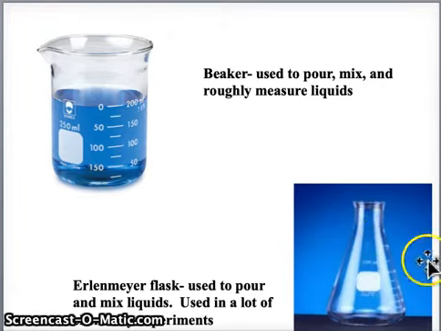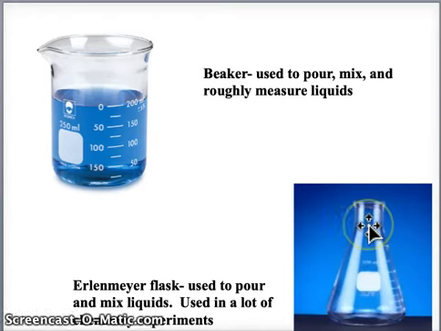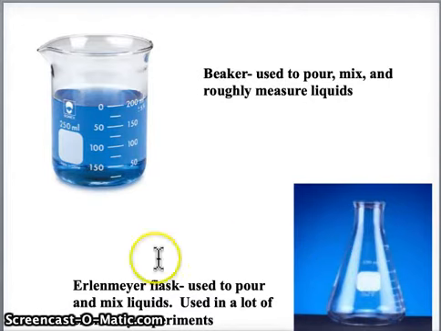An Erlenmeyer flask is this right here. It has a conical shape: it's flat bottomed and starts to come up like a cone, but then it levels out here. This is the Erlenmeyer flask, and we use it to pour and to mix liquids. It's not really used for measurements as much. There are graduations here where you can roughly measure, but it's not very accurate. We use these a lot in chemistry experiments.